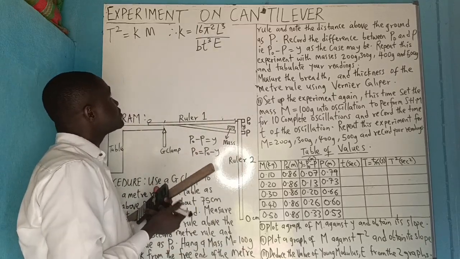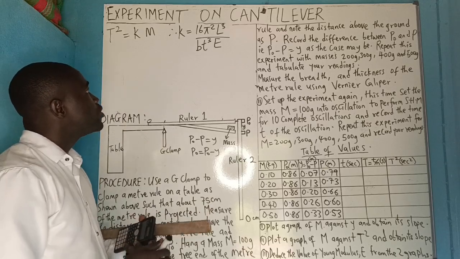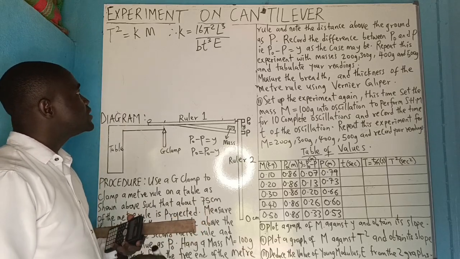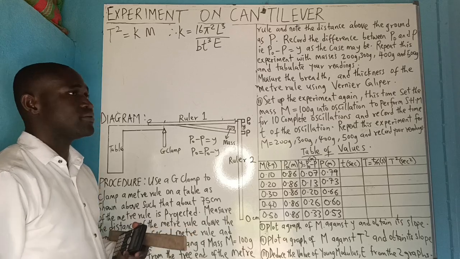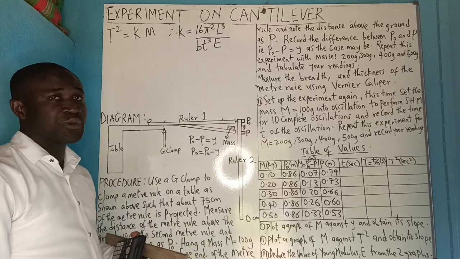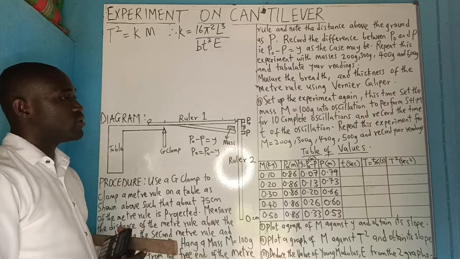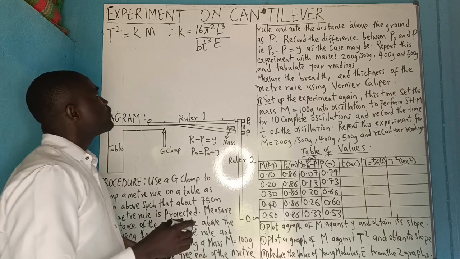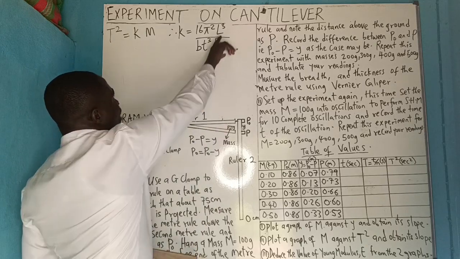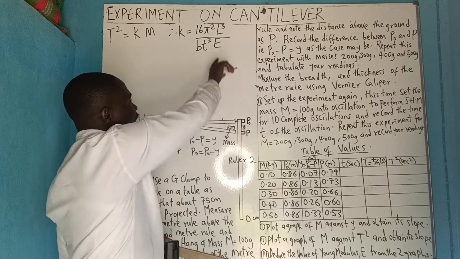Tell them that K is equal to 16 pi squared L cubed all over B T cubed E. We know our E. Our E is 0.5 times 10 to the power of 9 Newton per meter squared. Okay? And so we know our L, we know our B, we know our thickness and our E.